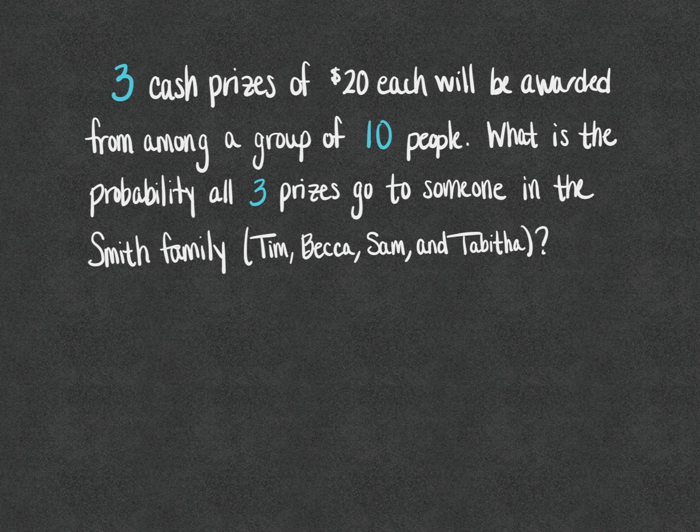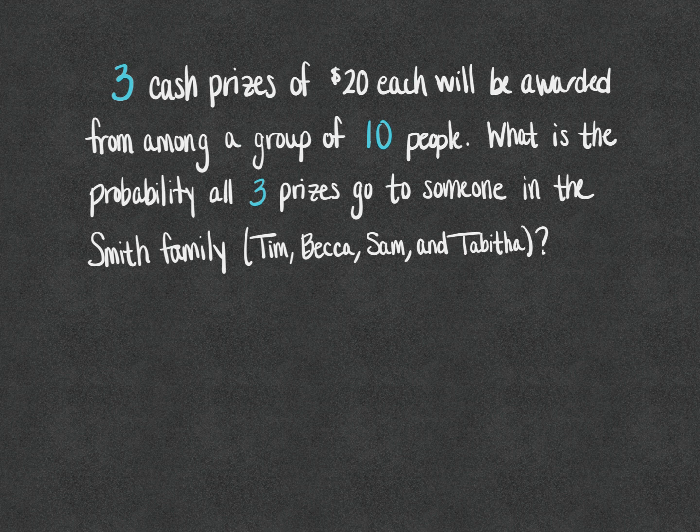Also, we need to think about whether or not order matters. If we're giving out 3 cash prizes of $20 each, there is no advantage and no difference between being the first name drawn, the second name, or the third name drawn. So that tells us we're going to need to use combinations.